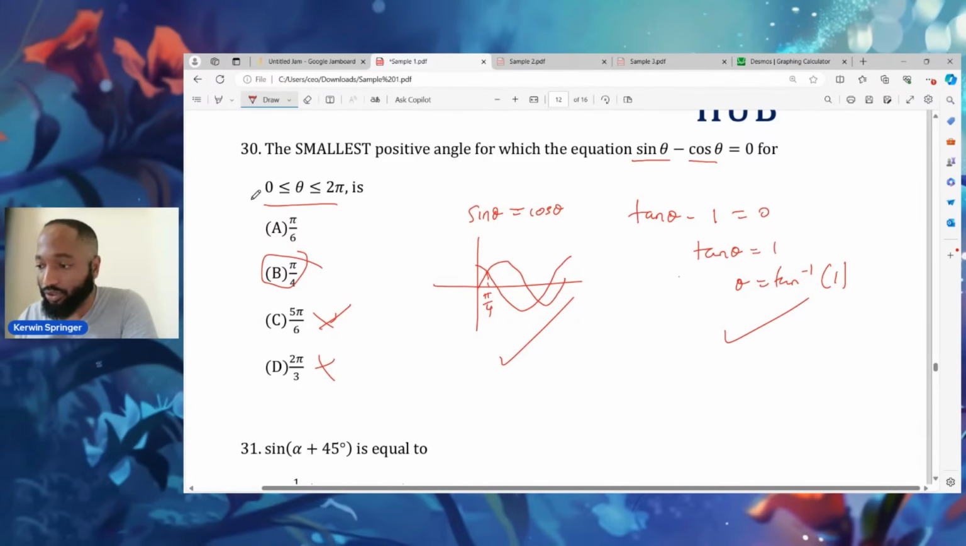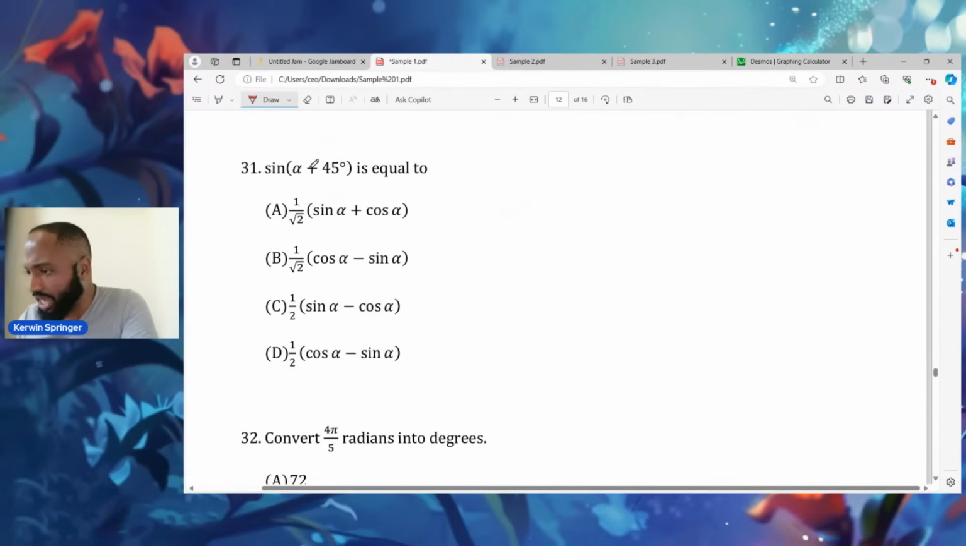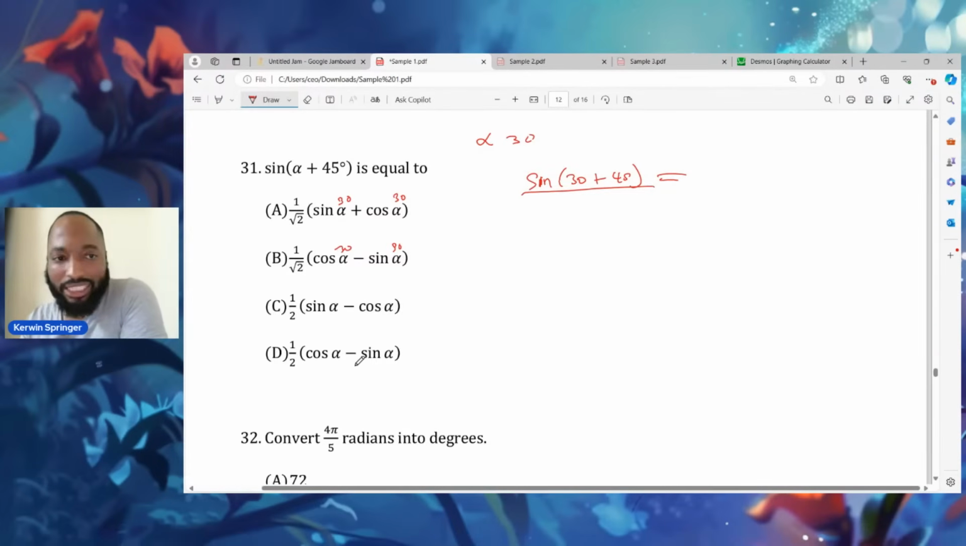Pi over 4 is 45 degrees. So sine of alpha plus 45 is equal to... once again, you could substitute for this. You could choose an alpha, like alpha is 30, and find the sine of 30 plus 45, then put 30 in here and see if they give you the same answer. You know the drill. I'm feeling tired, so I'm not going to do that.